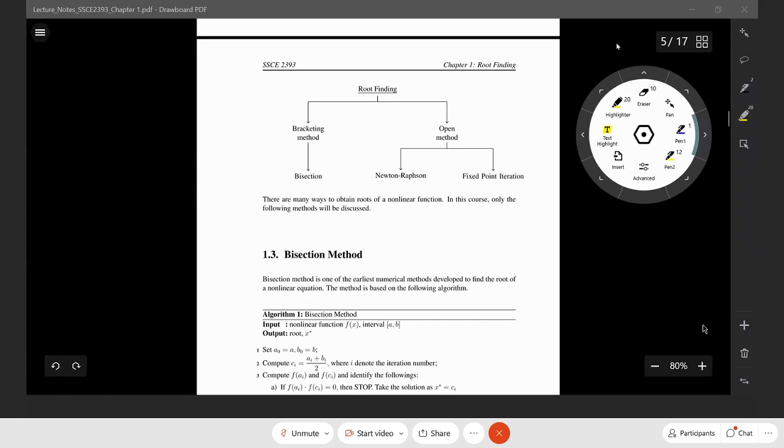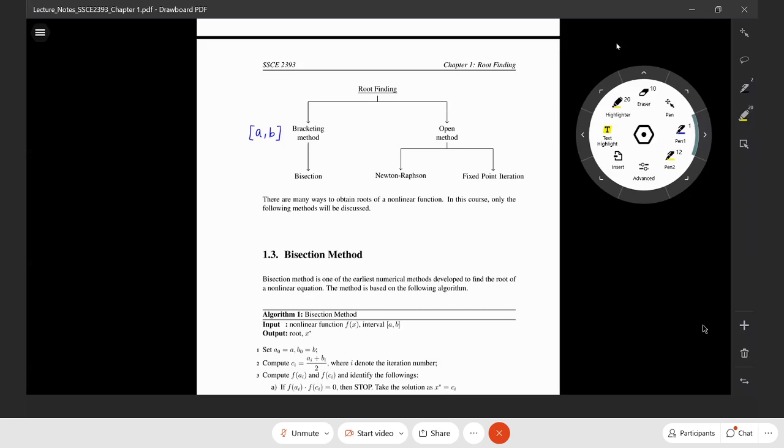Okay, so for the bracketing, it is called the bracketing method because in order to start the bisection here, we need to have the interval left and right. So that's why we name it the bracketing method, because you bracketed your solution into a left limit and a right limit.